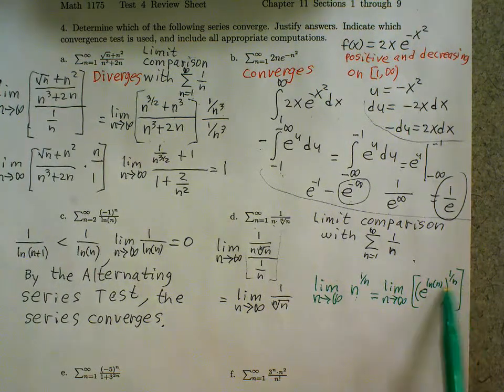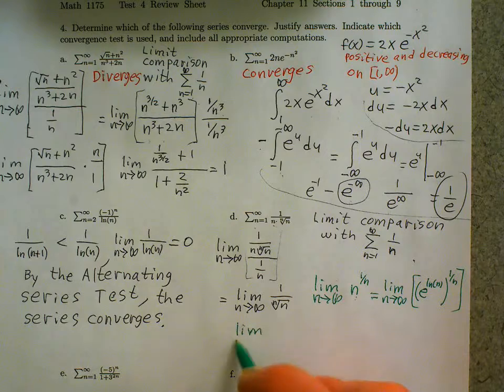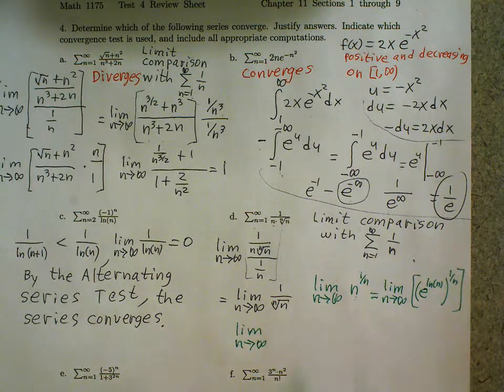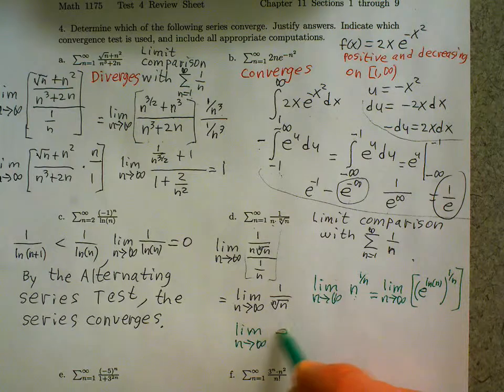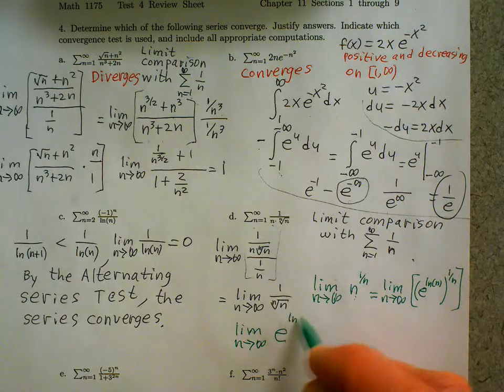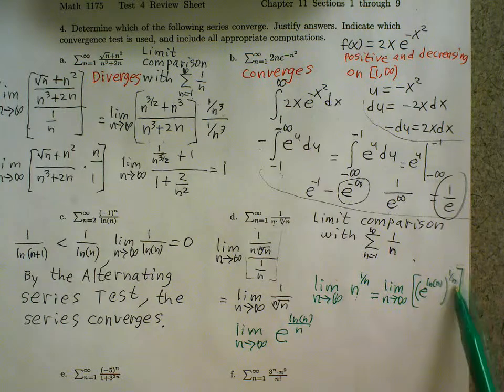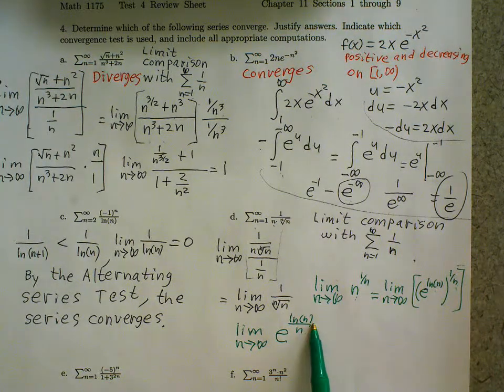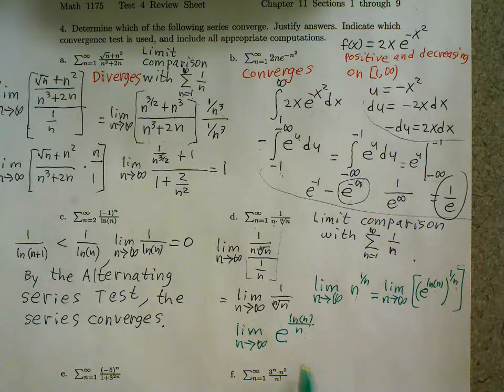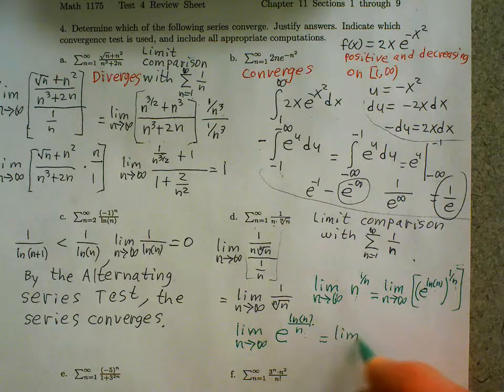And then using properties of exponents, we can write this as e to the natural log of n over n, because 1 over n times the natural log of n is natural log of n over n. So as we let n go to infinity, this exponent becomes infinity over infinity. So we apply L'Hopital's rule to that. So this will be the limit as n goes to infinity.